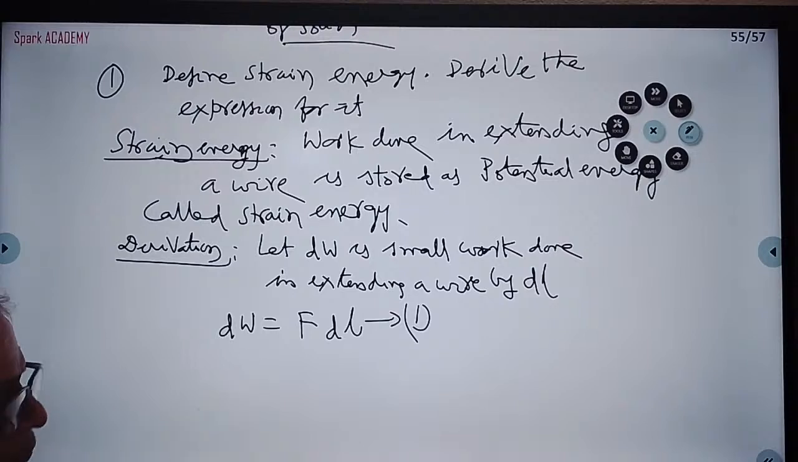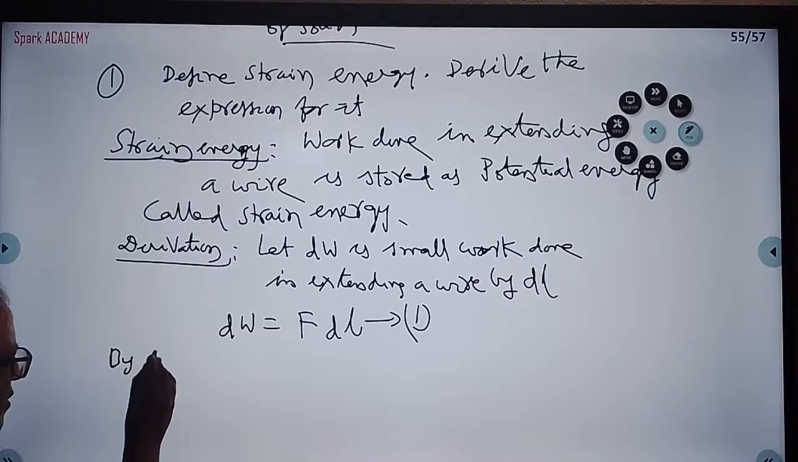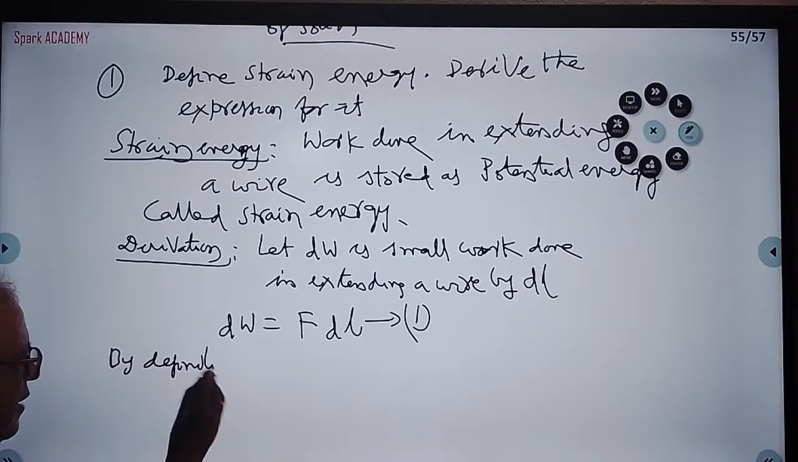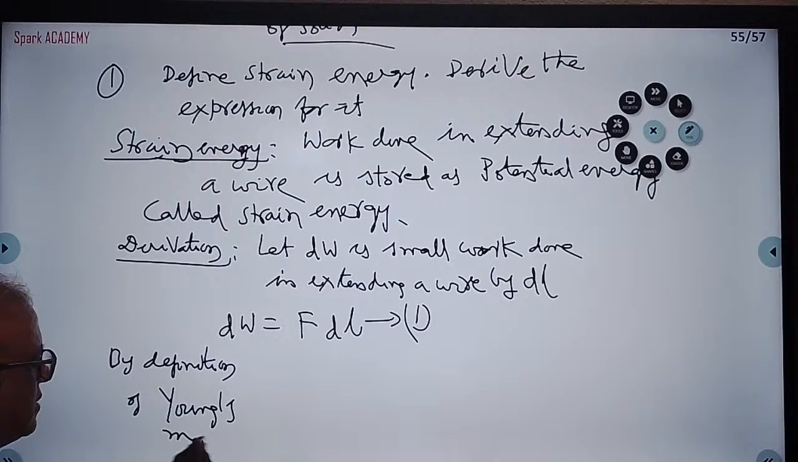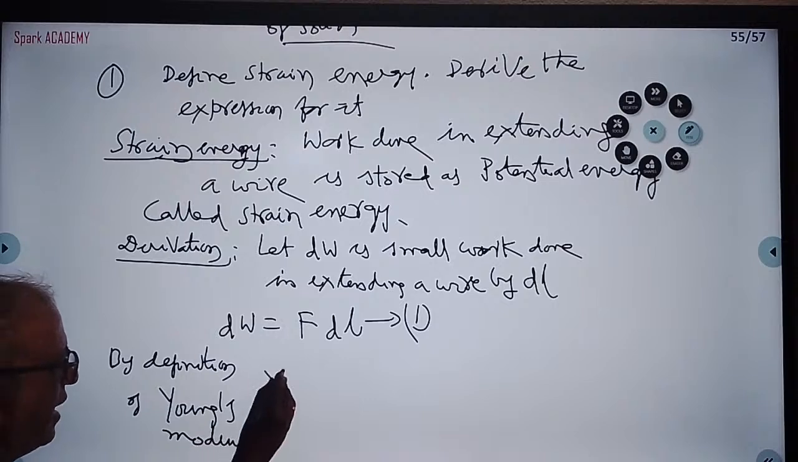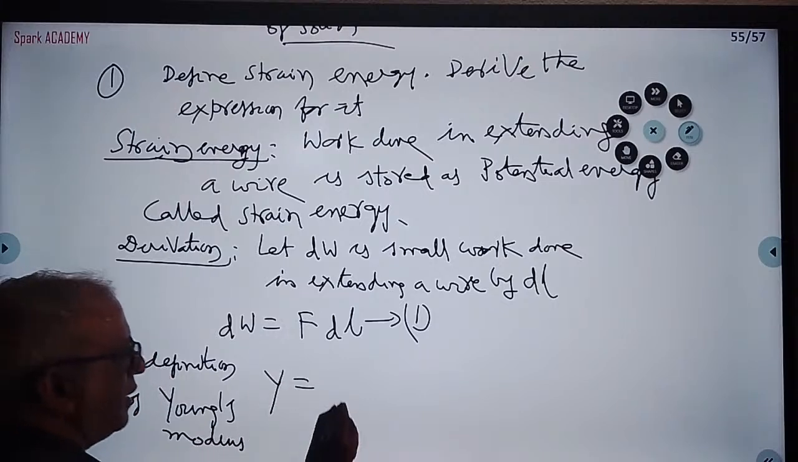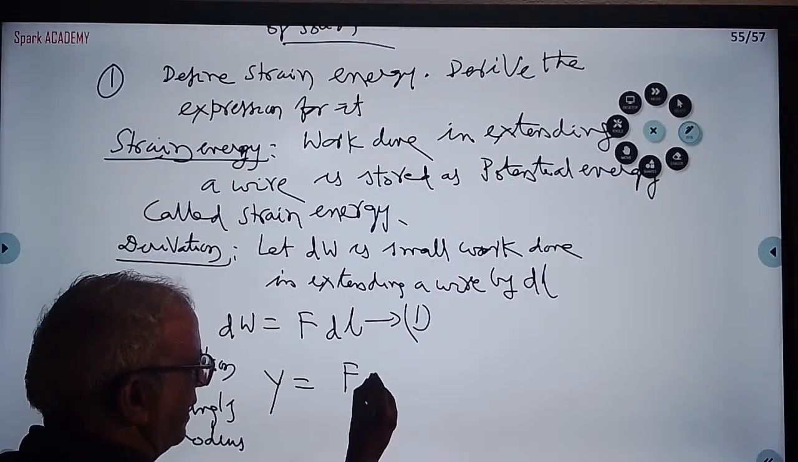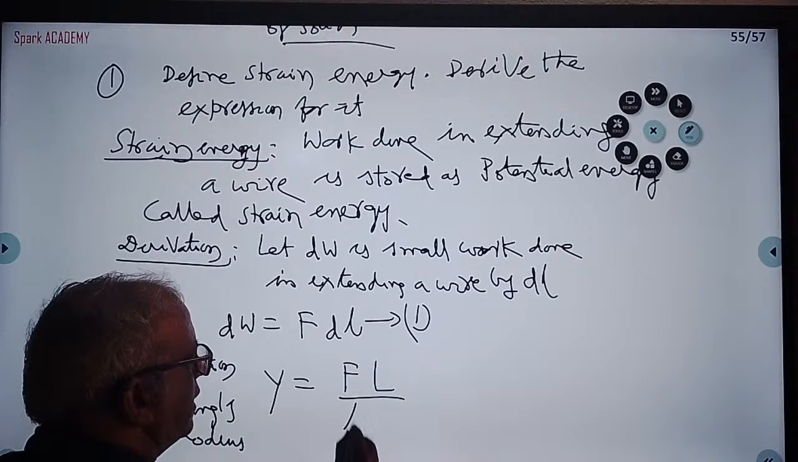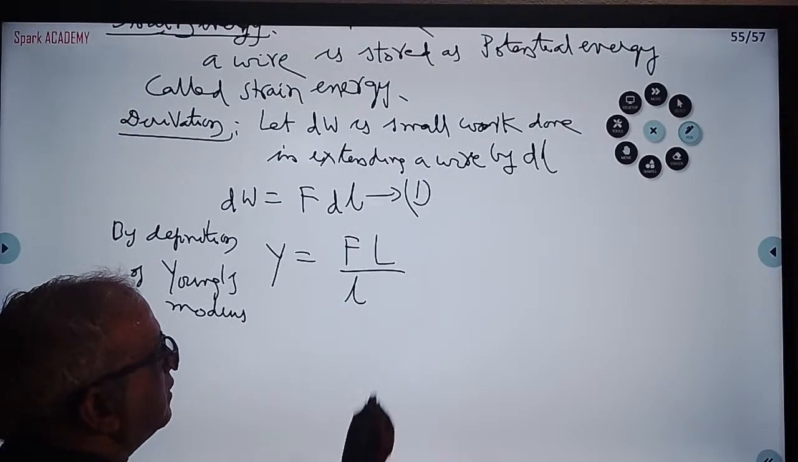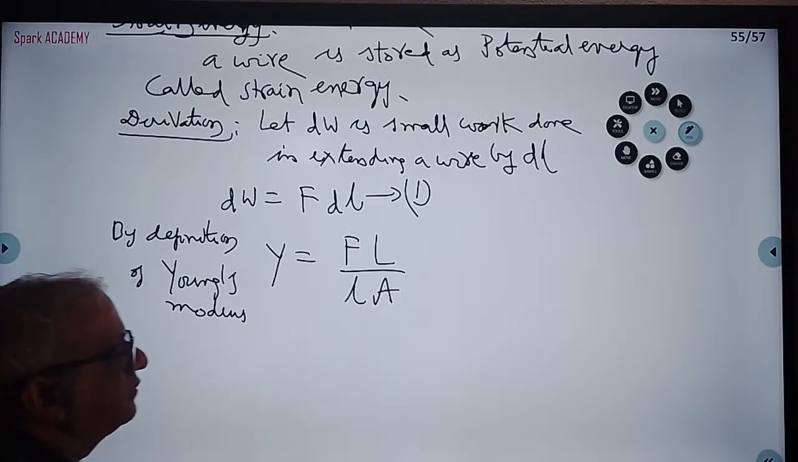How do we find the expression for F? By the definition of Young's modulus, which is there in solids. Young's modulus Y is equal to F L by A l, where L is the natural length, small l is the extension, and A is the area of cross section.